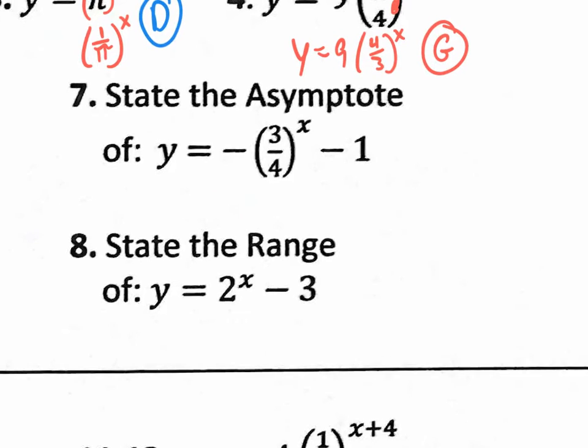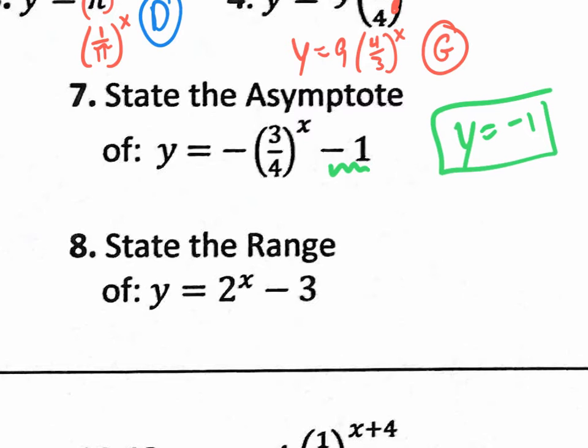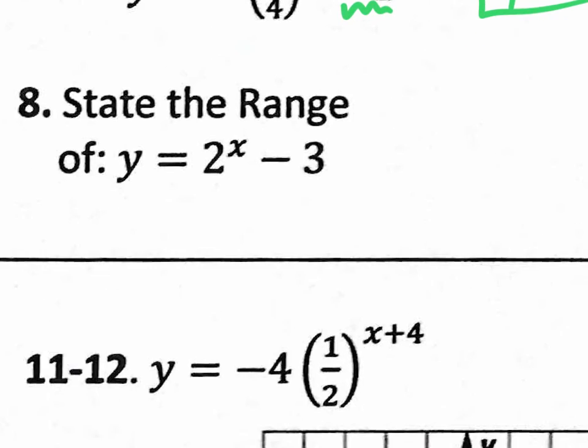It also has a couple extra questions right here. State the asymptote of number 7. Now, I hope we remember that your k value is your asymptote. But the correct way to respond to this would be to say y equals negative 1. That's your answer, because that's the only way that it'll produce a horizontal line at the y value of negative 1. Now, number 8 is an interesting one, because you got to actually visualize it.